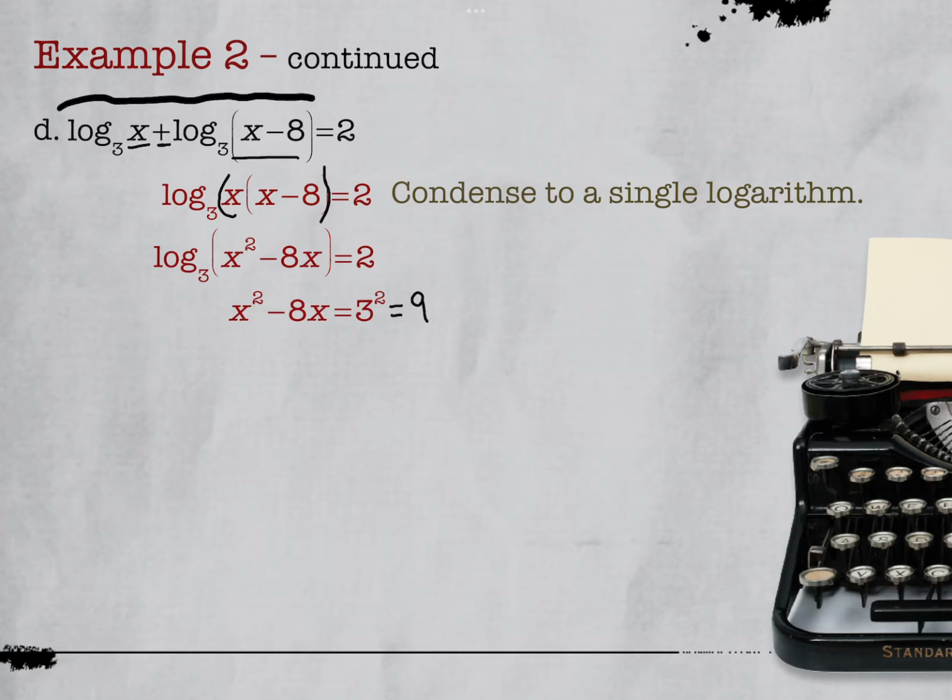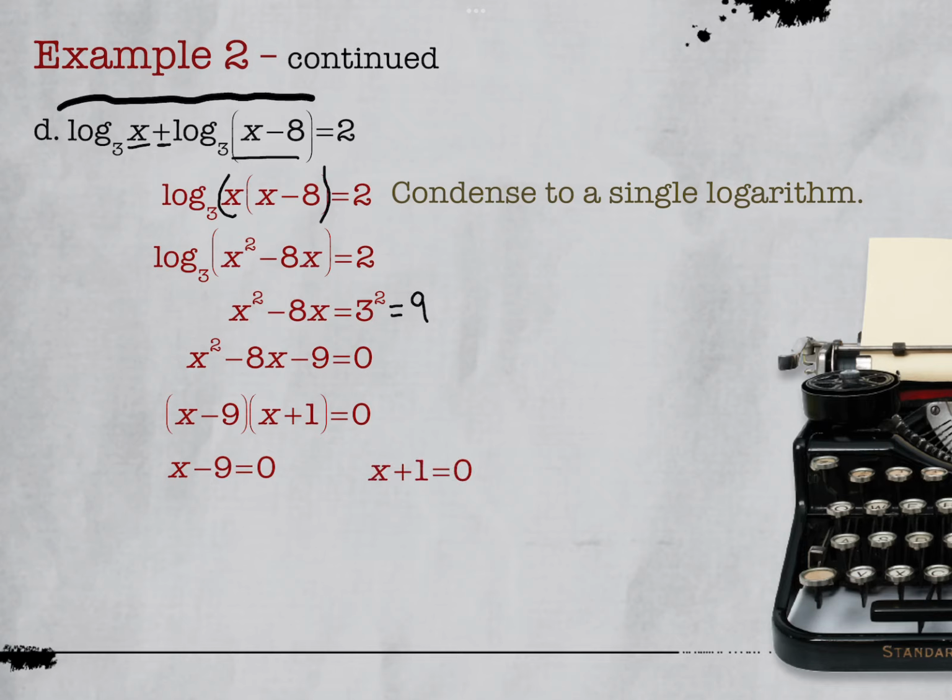Because it's a quadratic, I now need to put everything on one side and either factor or use the quadratic formula. So if I move over my 9, x squared minus 8x minus 9 equals 0. Again, you can factor or use the quadratic formula. This one factors easily into x minus 9, x plus 1. Remember, then we set both those equal to 0.